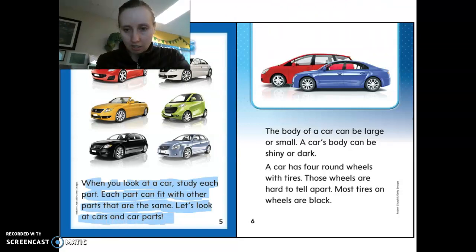Okay. So we have car, car, car. There's four. And round. Car, hard, apart, are. Okay, so your turn first, then we'll read it together. Ready, begin.